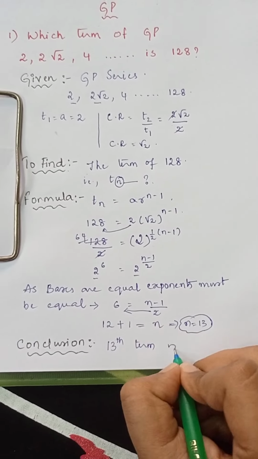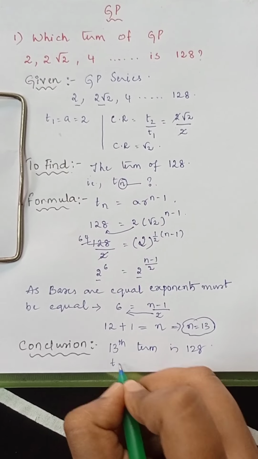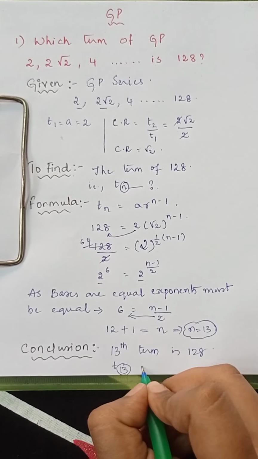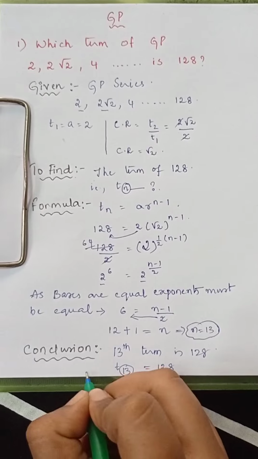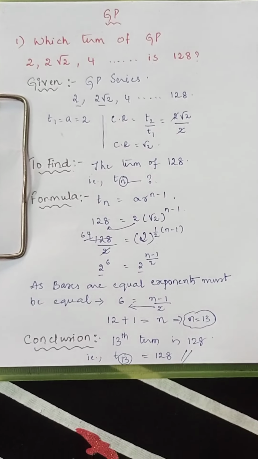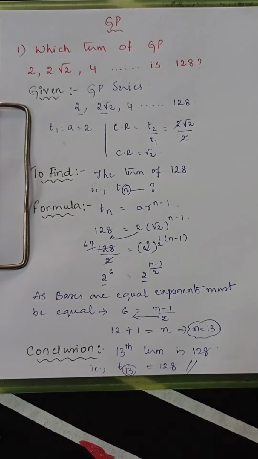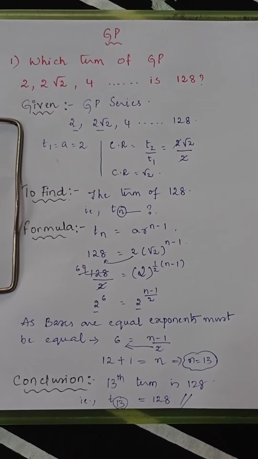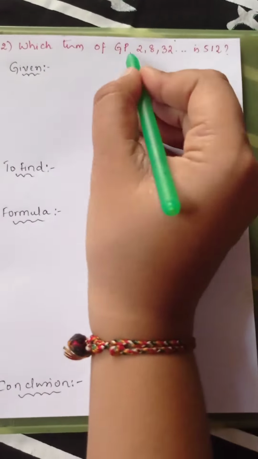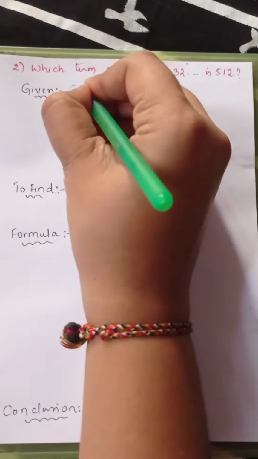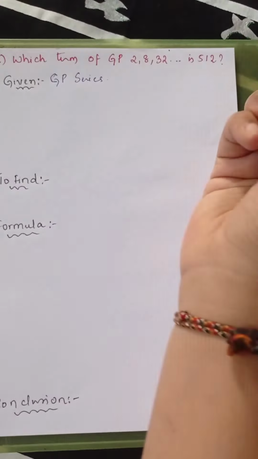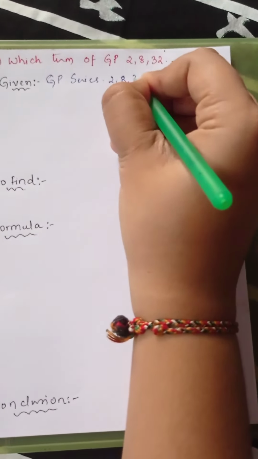You can write that in the conclusion: the 13th term is 128, that is T13 is equal to 128. That's all. Hope you got it. Please note it down.